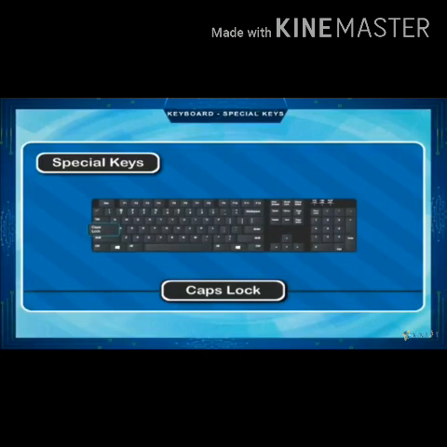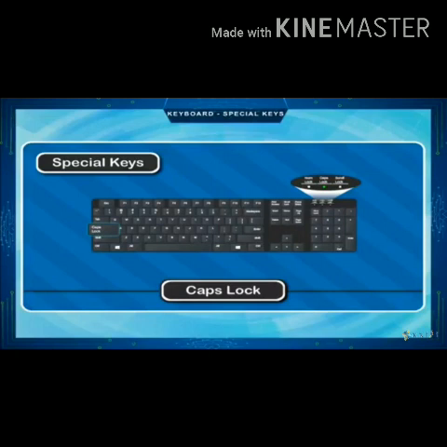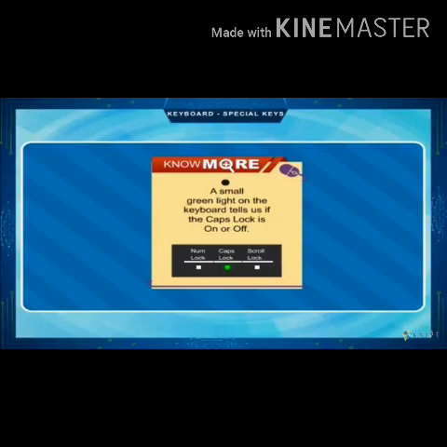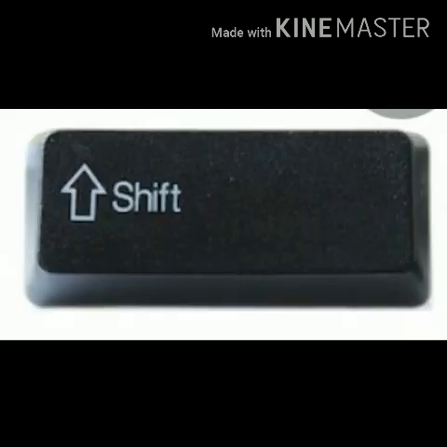Next, caps lock key. Caps lock key is used to type letters in uppercase or capital form. When you press caps lock key, a small green light comes on the keyboard. It means caps lock key is on and all the letters will appear in capital form. But if the light is off, it means caps lock key is off and all the letters will appear as small letters.